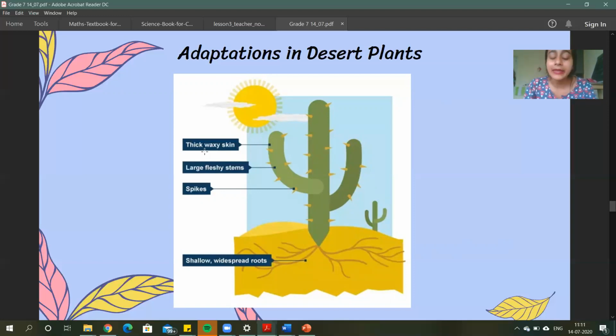Then it has large fleshy stems. Normally stems पतले होते हैं, but in cactus they have really large and thick stems so that they can store a lot of water, ताकि वो बहुत सारा पानी जमा कर सके.